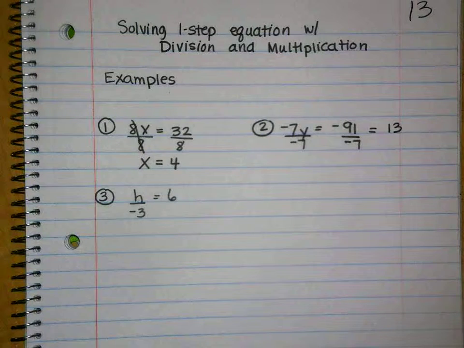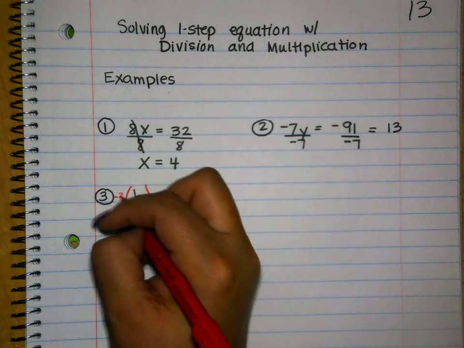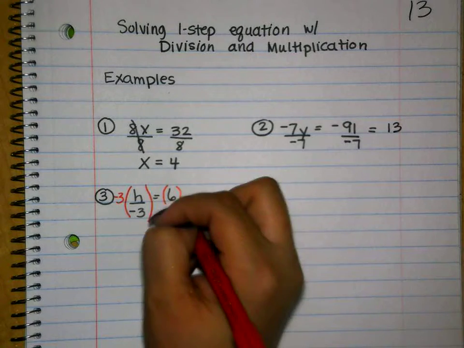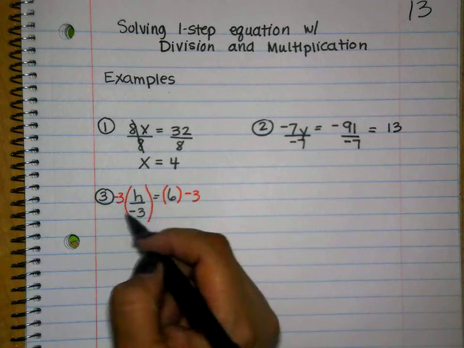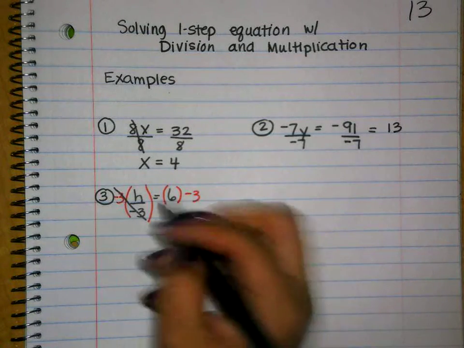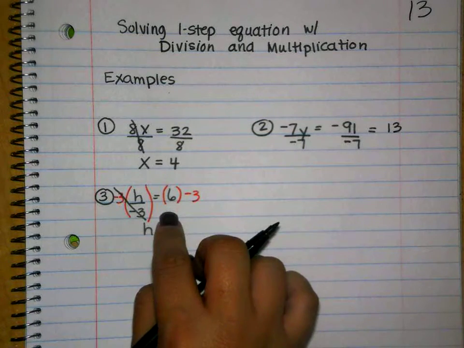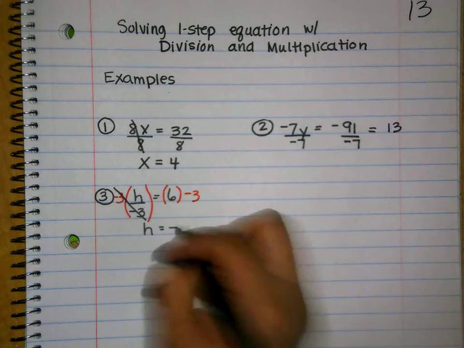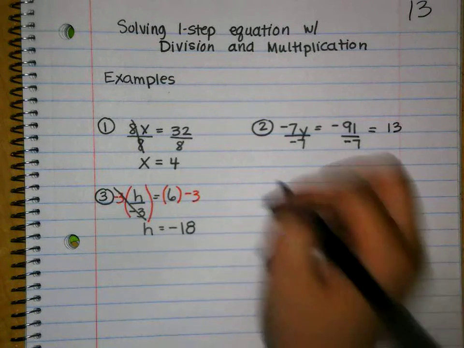So in order to get rid of that division, that negative 3 that's divided there, I'm going to multiply. So I'm going to multiply everything on this side by a negative 3. And I'm going to multiply everything on this side by a negative 3. If you look here, when we multiply by a negative 3, these two become 1, so they cancel out. So this just becomes h. And a negative times a positive is a negative, so we have a negative. 6 times 3 is 18.